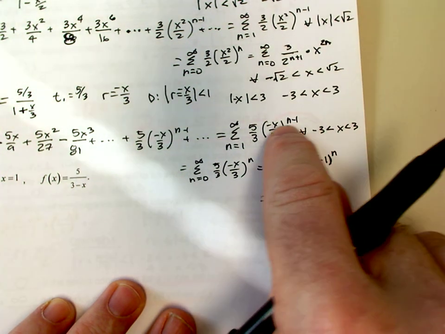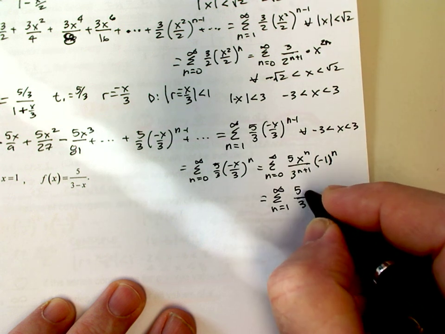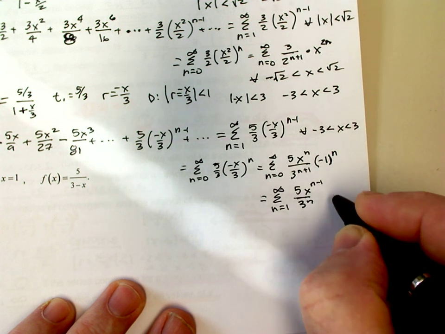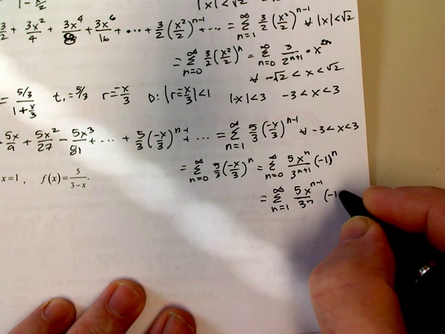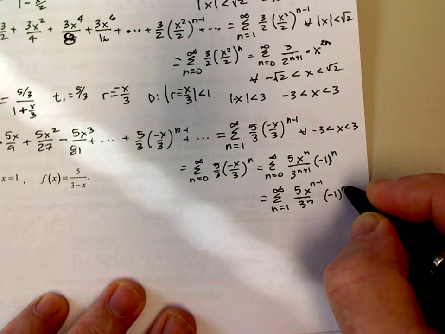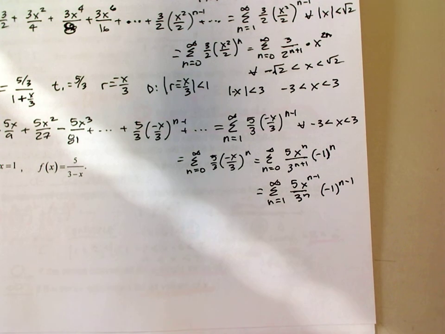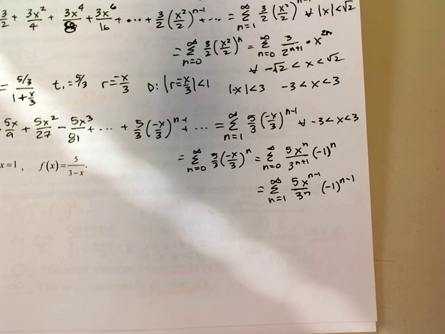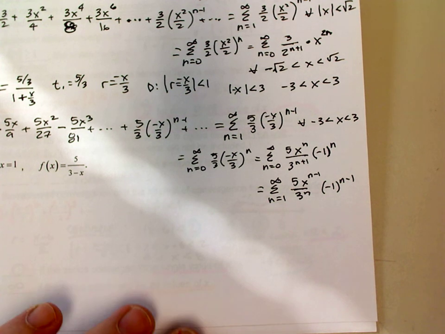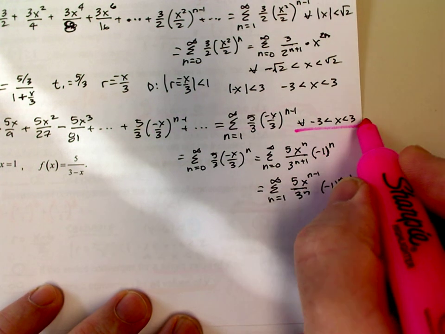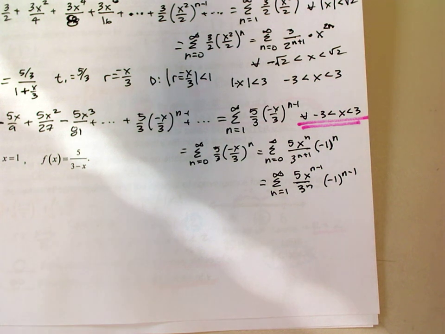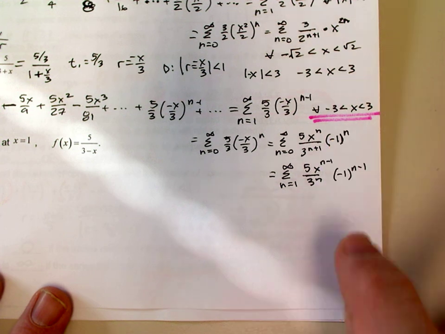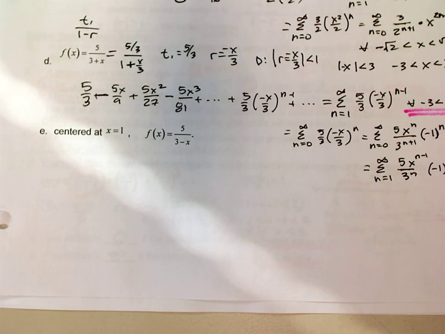Then the numerator would be 5x to the n minus 1, and then negative 1 to the n minus 1. So any one of these forms would be acceptable for this and could be a multiple choice. And just make sure on each one of these I do stipulate that this will only work on this interval of convergence. Let's take a look at the next one.